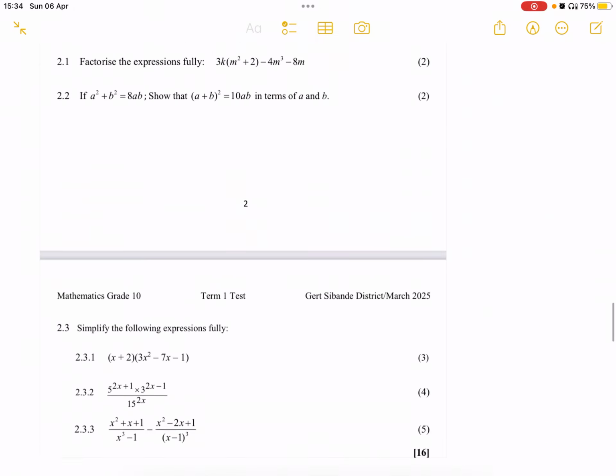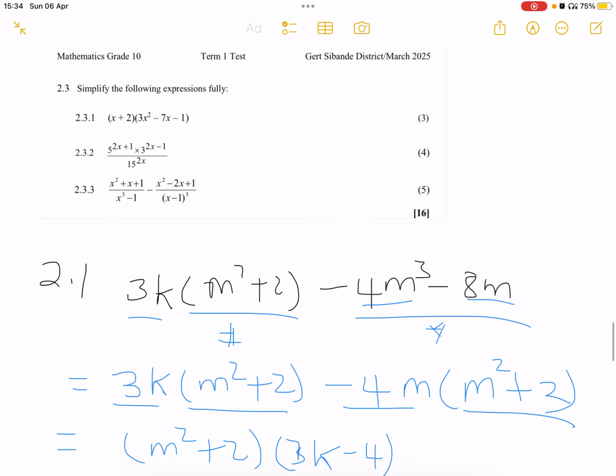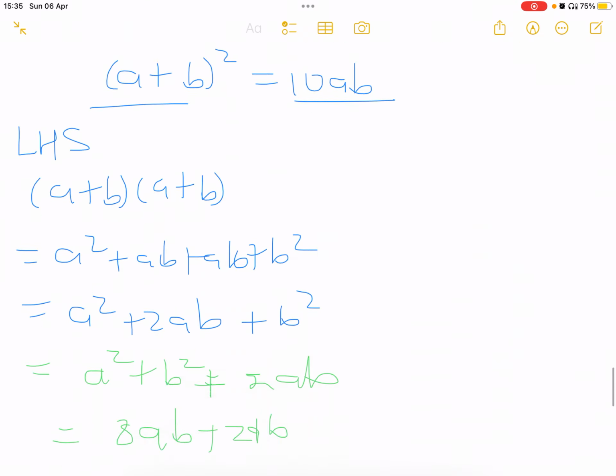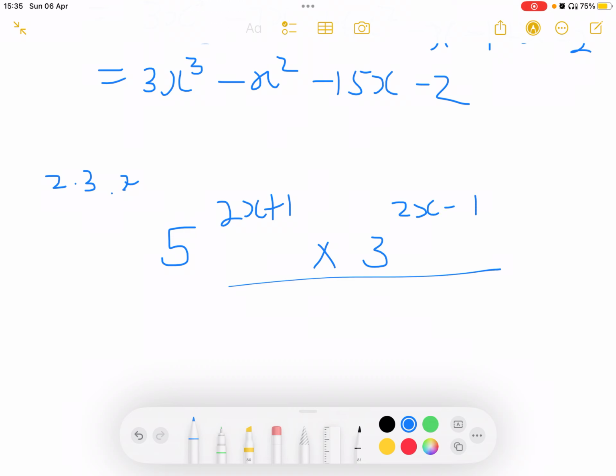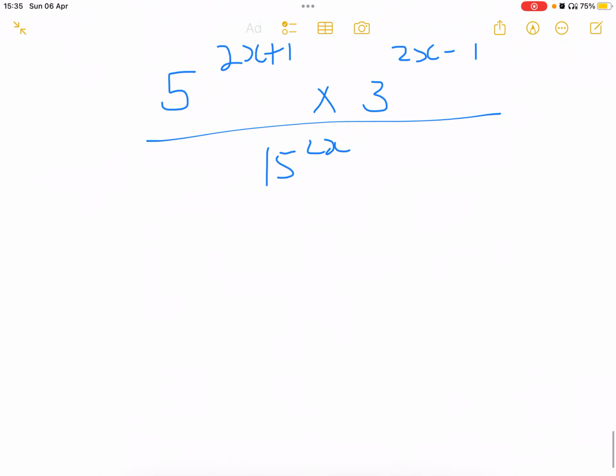Right, next question is on exponents, which is 5 to the power of 2x plus 1 multiplied by 3 to the power of 2x minus 1 all over 15 to the power of 2x. Right, that will be a 2 comma 3 comma 2, whereby we have 5 raised to the power of 2x plus 1 multiplied by 3 raised to the power of 2x minus 1 all over 15 to the power of 2x. Okay, this one you must be vigilant.